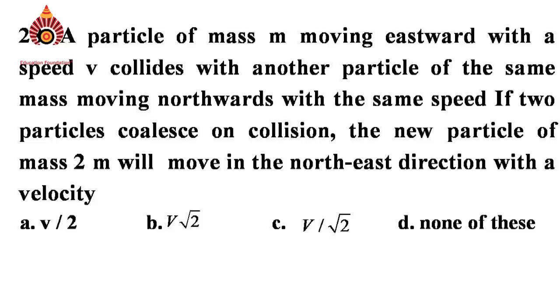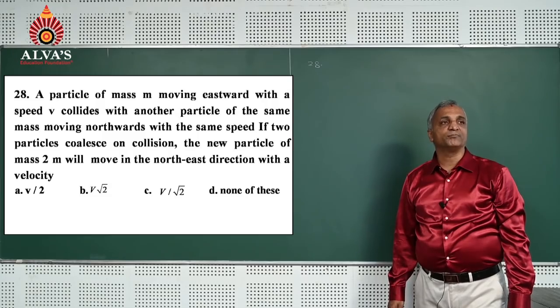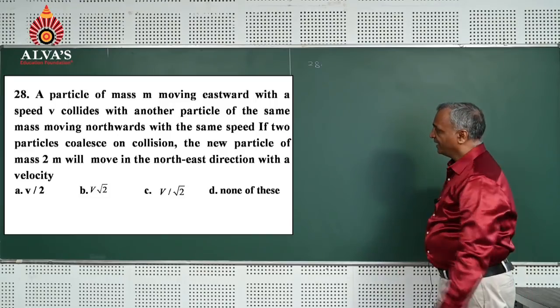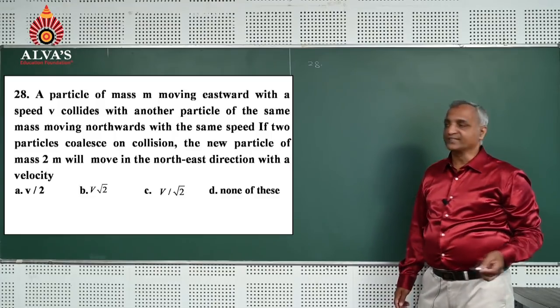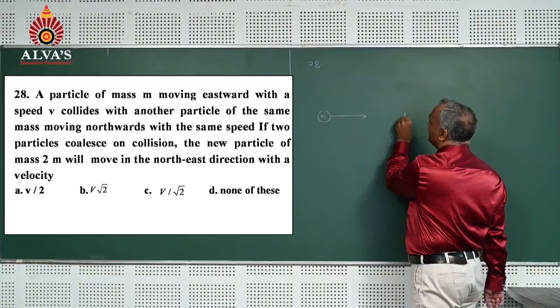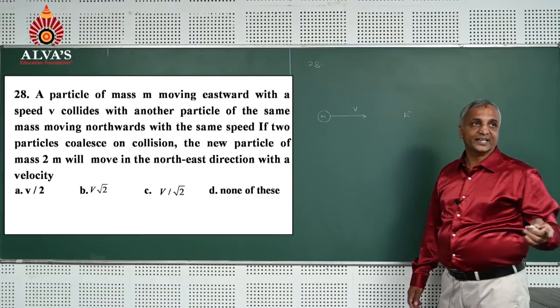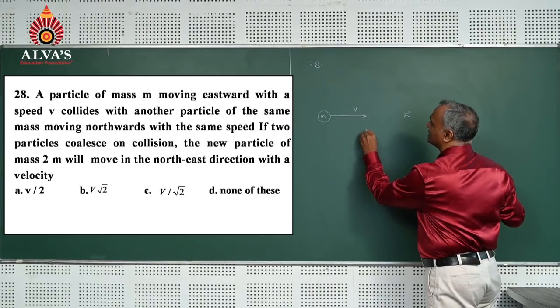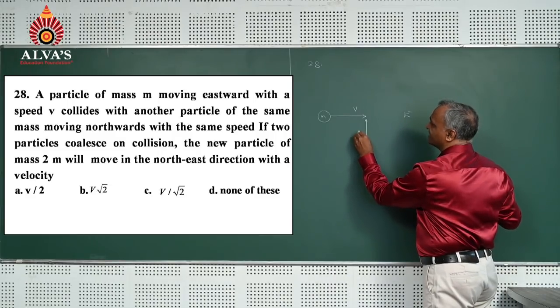Question number 28. A particle of mass m moving eastward with a speed v collides with another particle of same mass moving northward with the same speed. If the two particles coalesce on collision, the new particle of mass 2m will move in the northeast direction with a velocity. Here direction is also mentioned. Initially first mass m is moving with the velocity v towards east. Another mass is also the same, but it is moving towards northwards. Mass is m and the velocity is v.